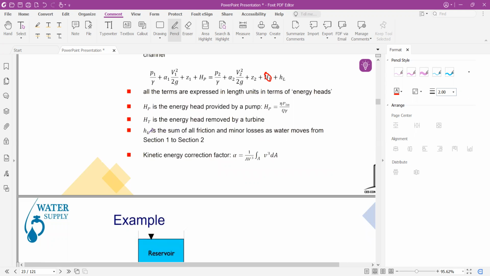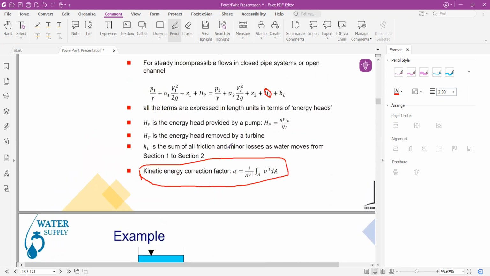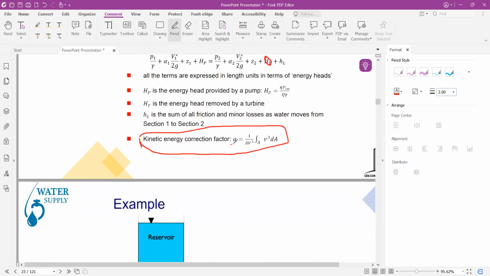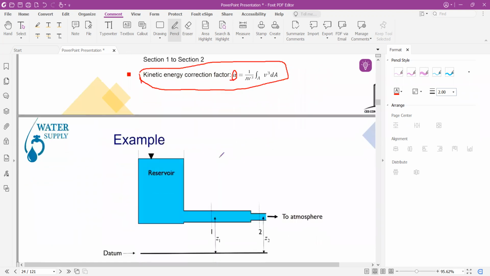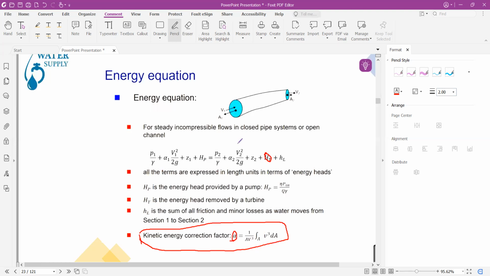Similarly, HL, the head loss, is the sum of all friction or minor losses as water moves from section 1 to section 2. The kinetic energy factor varies from material to material, or when valves occur in between the flow or the pumps, so it varies accordingly. So consider an example as I show here.